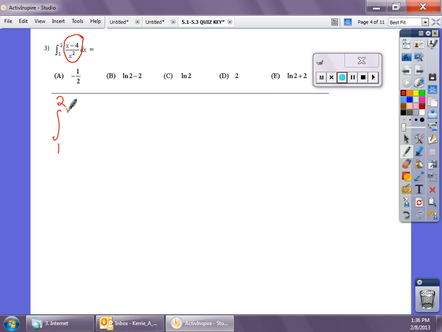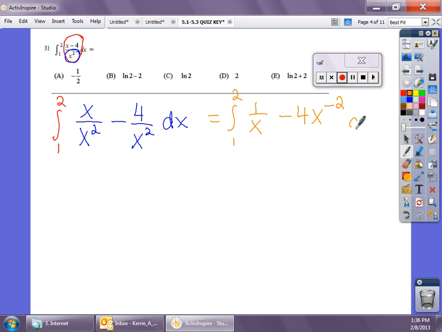So the bottom of the fraction, x squared, is considered a common denominator because it belongs to x and it belongs to 4. So there's my simplified version. Then I'm going to simplify a little bit more, and I'll get x over x squared minus 4, and I'm going to write this as a power, x to the negative 2.